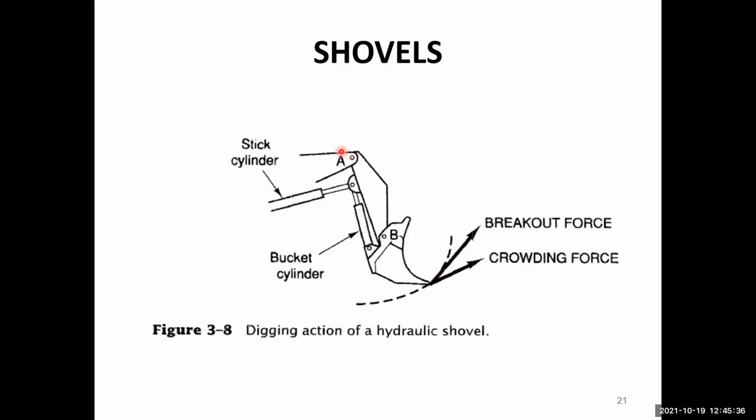So here is the explanation of the points A and B. The digging action of a hydraulic cylinder: there is a breakout force and there is a crowding force. The crowding force is applied when the movement takes place around the point A, and the breakout force is provided when the movement takes place around the point B. Okay, so these two types of movements provide the force for the digging action.